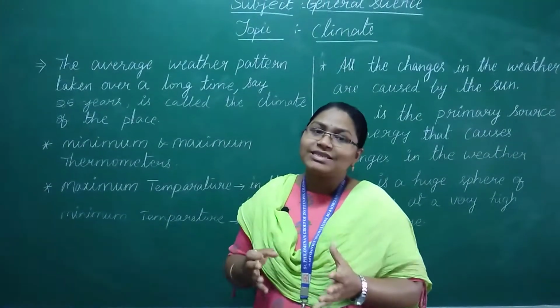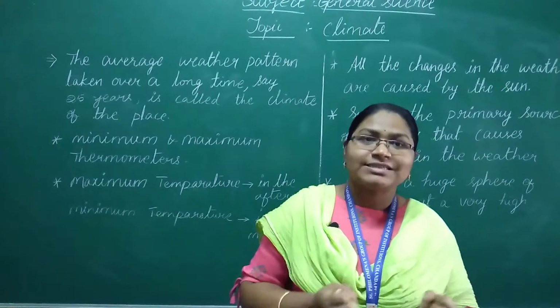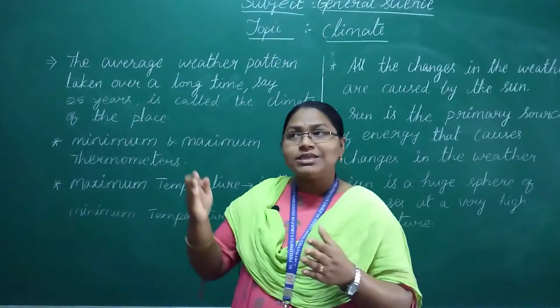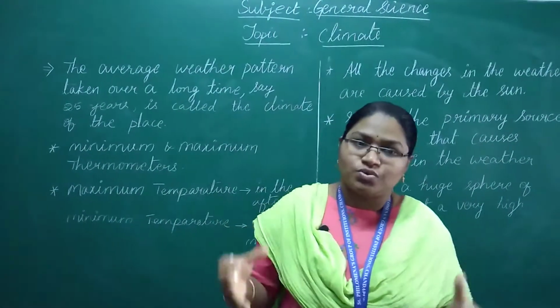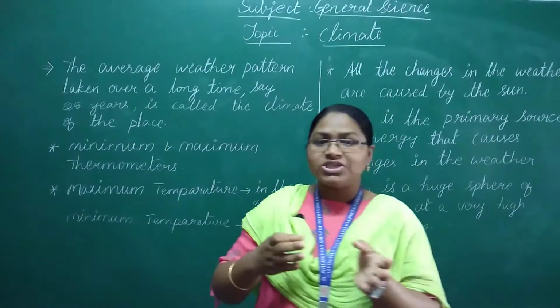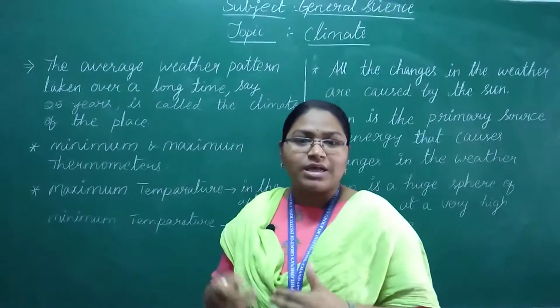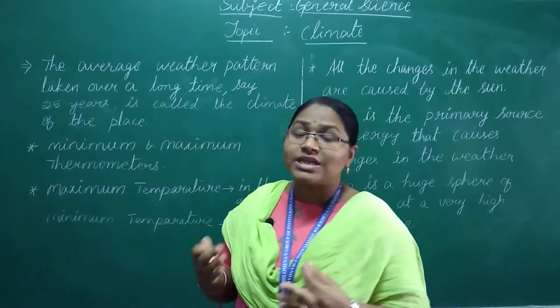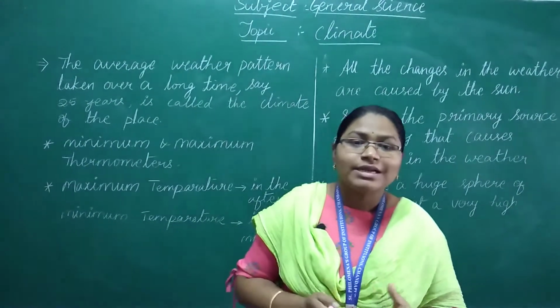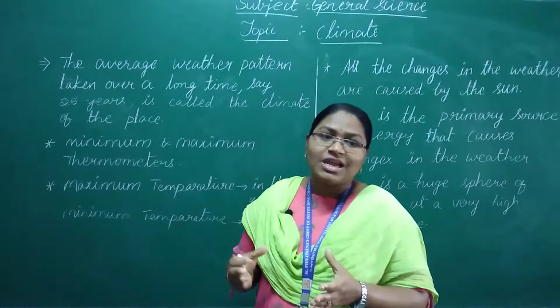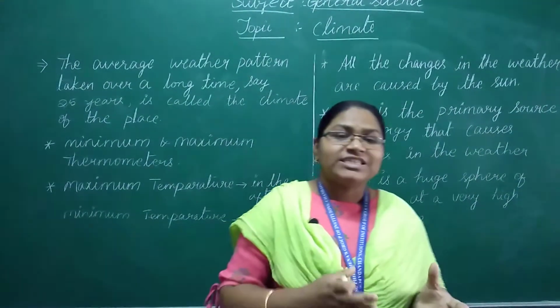We know that the sun is a huge sphere of hot gases at a high temperature. The distance of the sun from the earth, from us, is very large. That is why even the energy sent by the sun to the earth is so huge, and the sun is also the source of energy and light, as we already know. So the sun is the primary source of energy and it also causes changes in the weather.